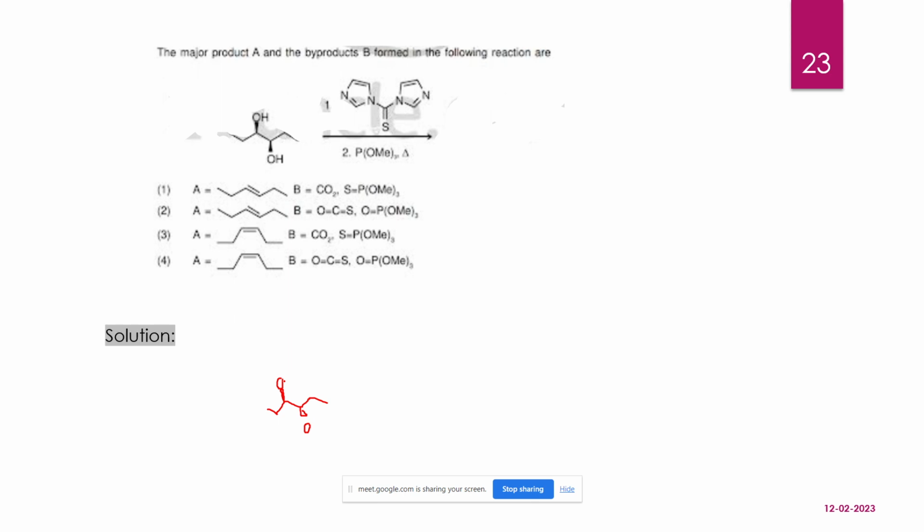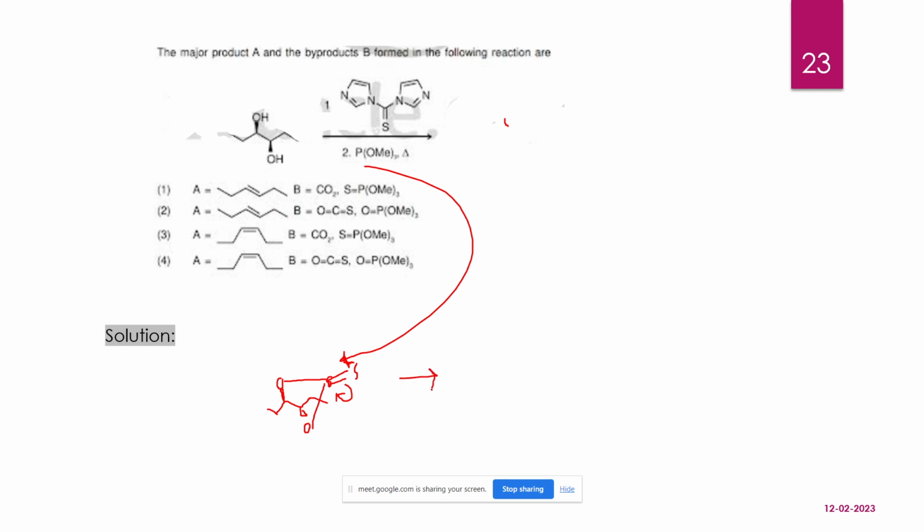As both the OH groups are in the same position, no need of rotation. So this type of compound will generate. Then when you are adding phosphate, this phosphate will attack here and a negative center will generate here. Phosphate will attack on the sulfur. The negative center will generate, and this negative center again will remove.